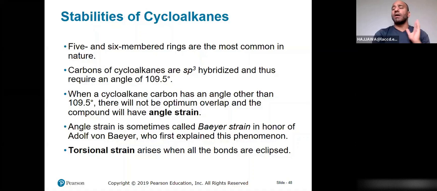So, stability of cycloalkanes: as we mentioned, cyclopropane would be the least stable and most strained, whether we're talking about angle strain or torsional strain. It gets more and more relaxed as you go toward cyclohexane.